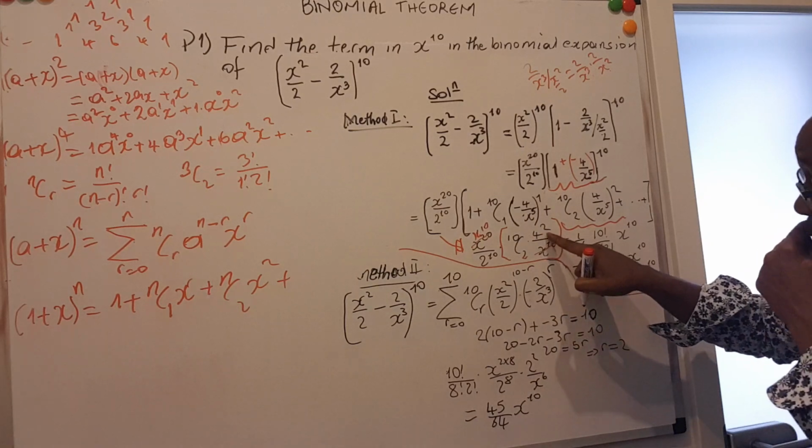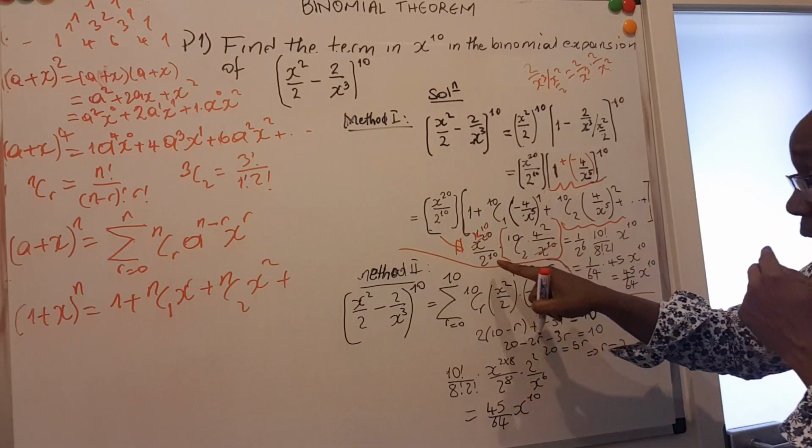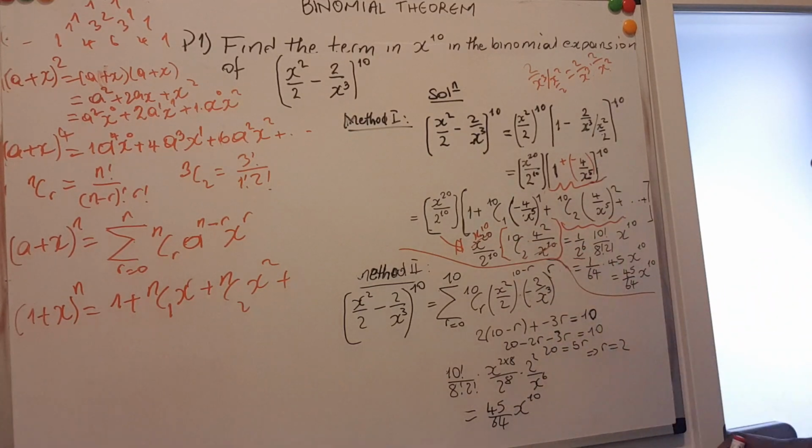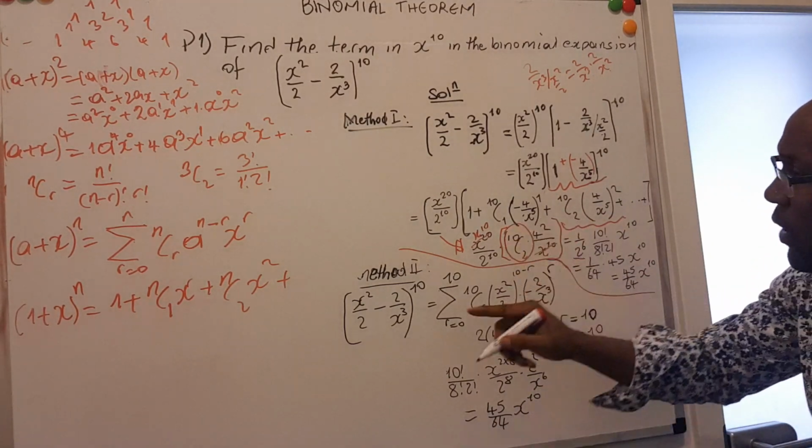This is 4 to the power 2, which is also 2 to the power 4. And I have 2 to the power 10 below. So they cancel and give me 2 to the power 6 here. This 10 combination 2, I already indicated here.